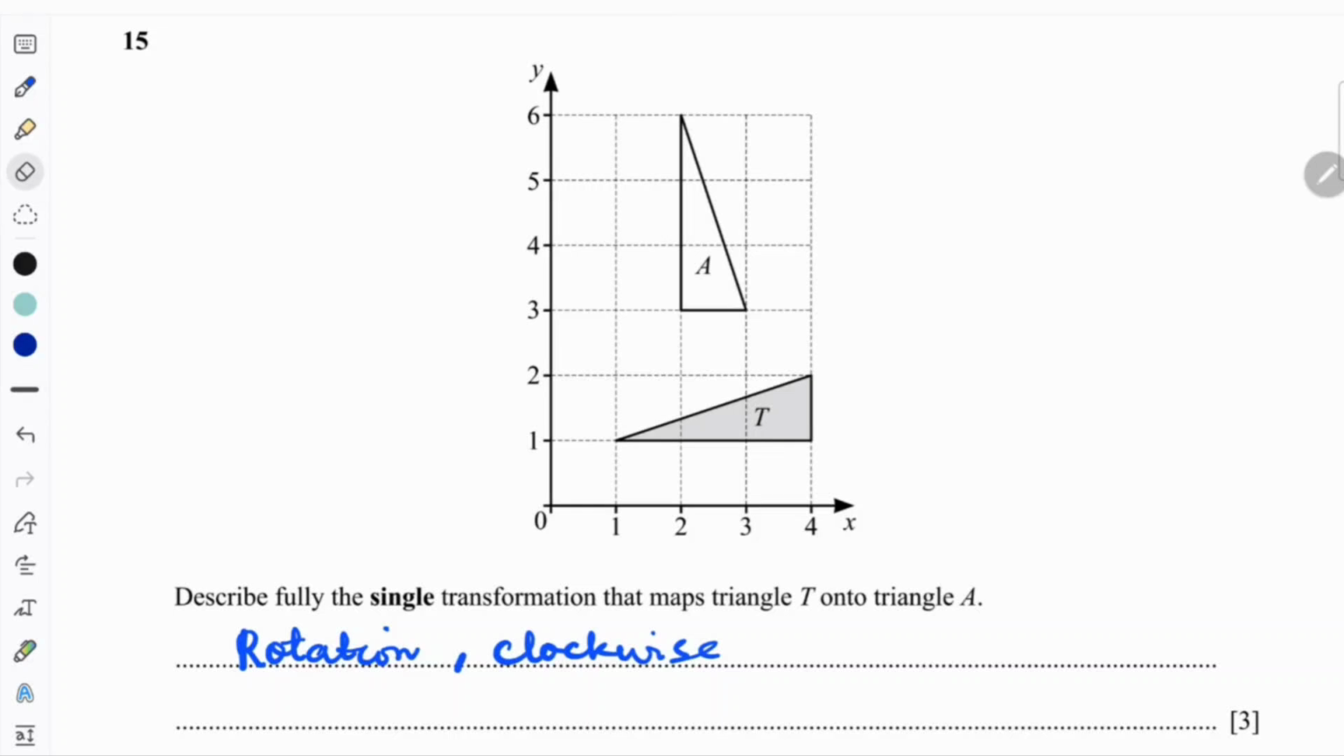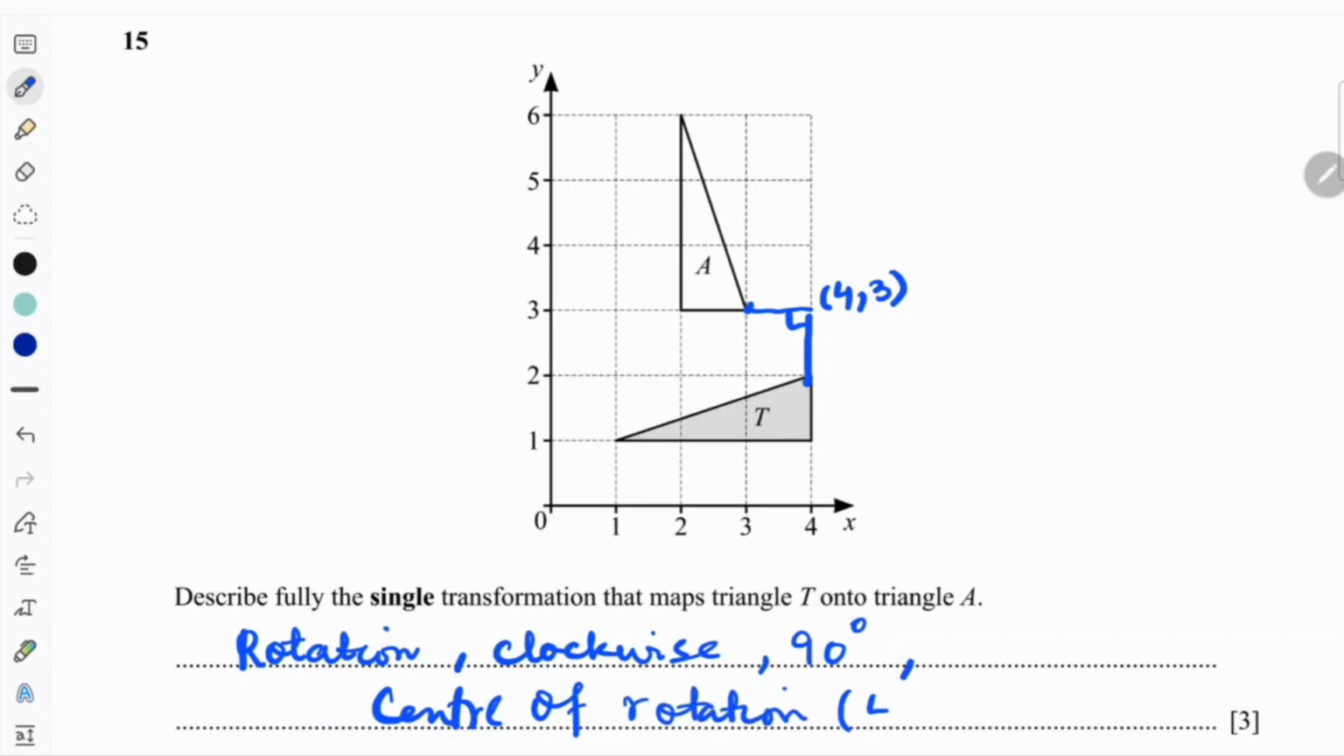Okay, so just check, these 2 points are very near. So we can see it is 90 degrees clockwise, and the center of rotation is 4 comma 3.